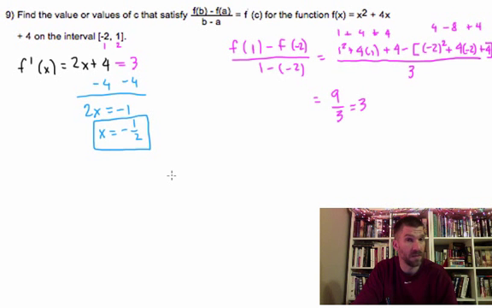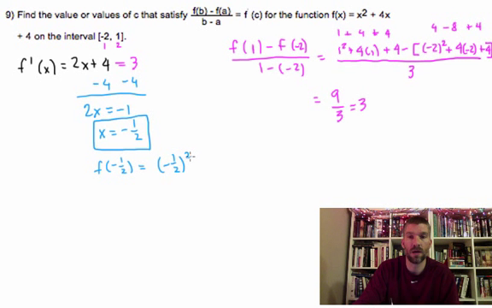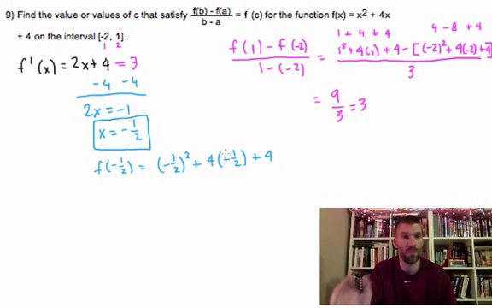Remember, mean value, mean just means average. So that's what we're trying to find with this, the average of all the y coordinates, and that occurs when x is equal to -1/2. If we wanted to find out what that y value is, all we need to do is substitute the -1/2 into the original function. So it would look something like this: -1/2 squared plus 4 times -1/2 plus 4. And I'm going to be a super happy guy, and I'm not going to work that out. I'm going to let you finish it, okay? But that's how you use the mean value theorem from start to finish, the whole process.